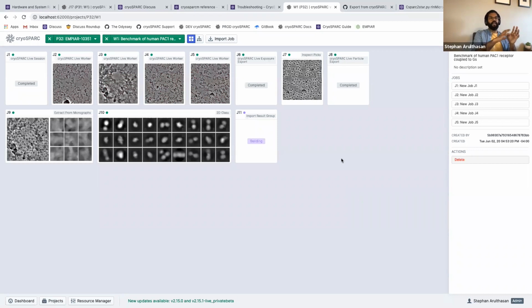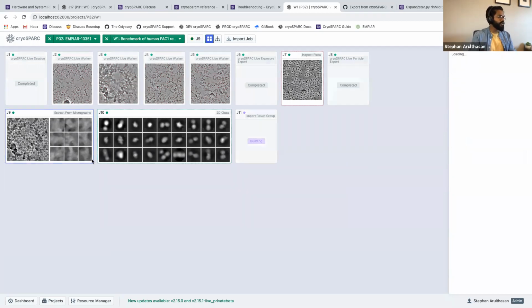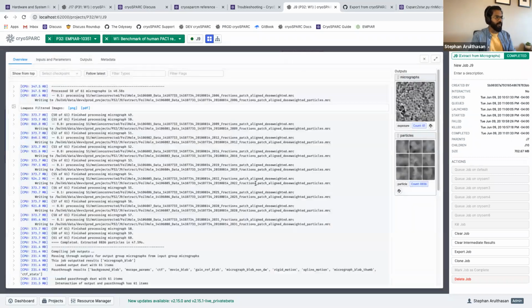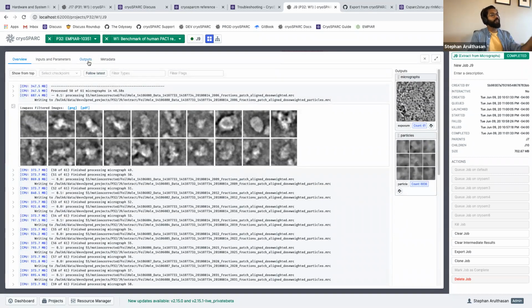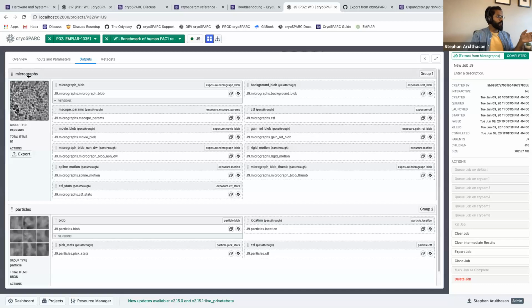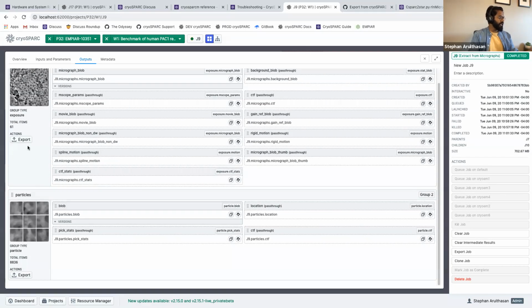Now, let's say I want to export particles or volumes or a specific result group. We also have a utility for that. What you could do is, I'm going to open up this extract from micrographs job again, and you can go to the outputs tab. Now the outputs tab lists a couple groups here, micrographs and particles. And on the left side, you can see the export button. So this export button does the same thing that an export job button does, but for the specific result group itself. So if I hit export right now, I'll get a notification.